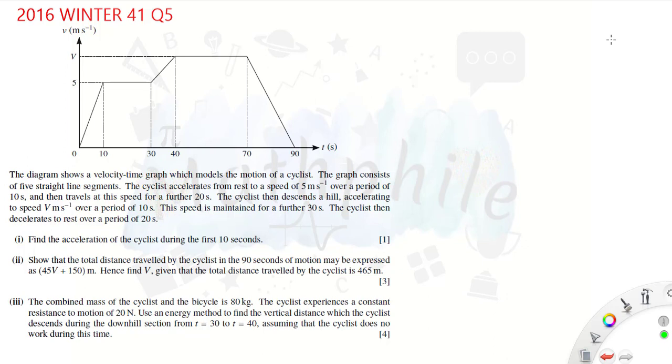The diagram above shows a velocity-time graph which models the motion of a cyclist. The graph consists of 5 straight line segments. The cyclist accelerates from rest to a speed of 5 meters per second over a period of 10 seconds and then travels at this speed for a further 20 seconds. The cyclist then descends a hill, accelerating to speed v meters per second over a period of 10 seconds. The speed is maintained for a further 30 seconds. The cyclist then decelerates to rest over a period of 20 seconds. Find the acceleration of the cyclist.